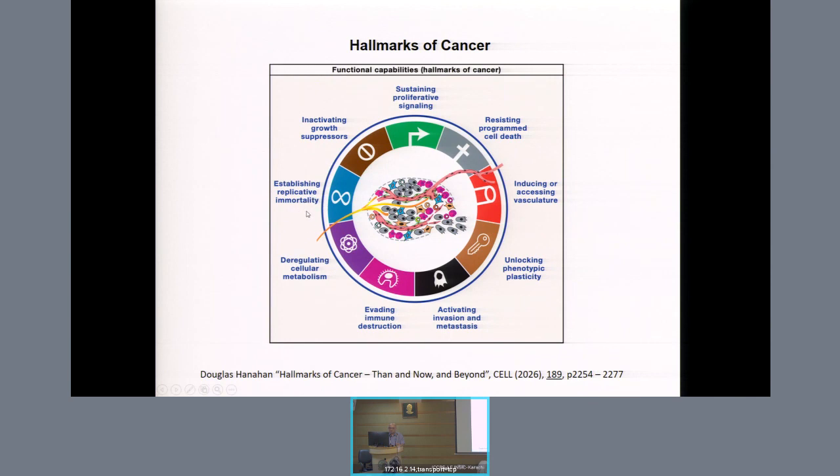Then there is stable replicative immortality. Every cell normally has a limited capacity to divide, but these cancer cells become independent, and there is a biological clock in the telomere, and the cells can divide indefinitely. The last one is that they become independent of tumor suppressing factors. So I advise you to go through this paper to know more in detail.